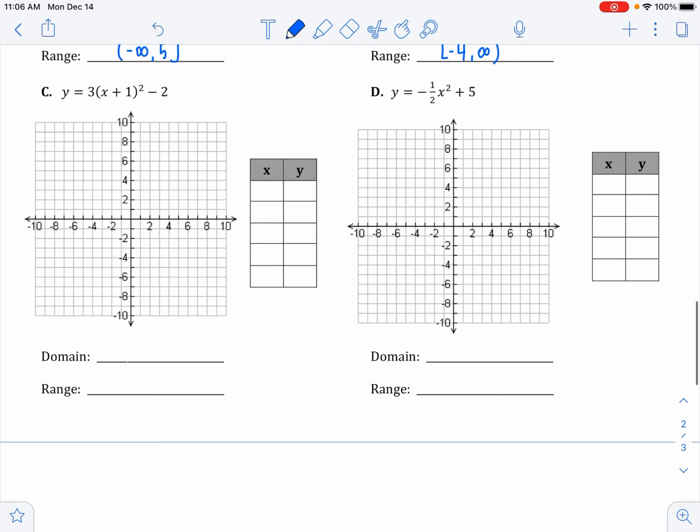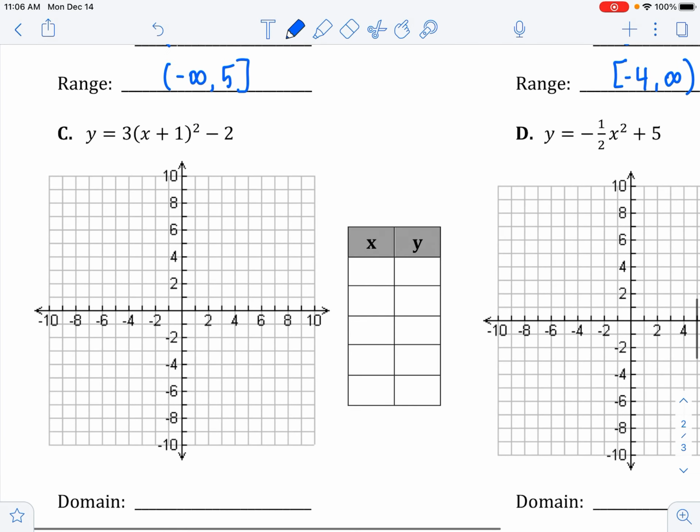All right, two more left. Next one here, my vertex is (-1, -2). Two values bigger than -1 are 0 and 1. Two values smaller are -2 and -3. I'll start by plugging in 0. So I have 3 times, I'm going to plug in 0 in that parentheses and square it, and then subtract 2.